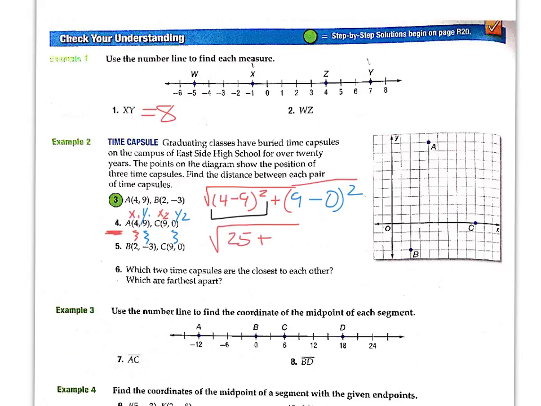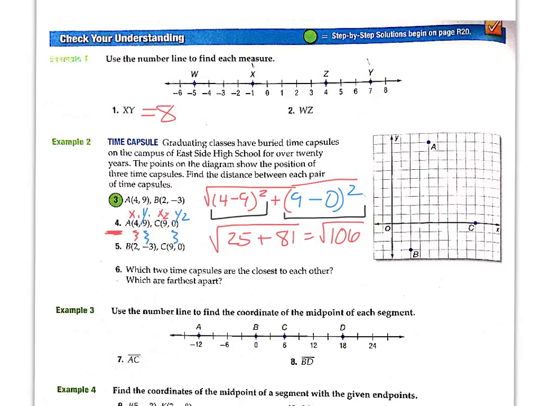Then I would type this part in the calculator. If you do that, you're going to get 81. Then I would add 25 and 81. And if you do that, that's going to give you 106. And that's the distance between them.